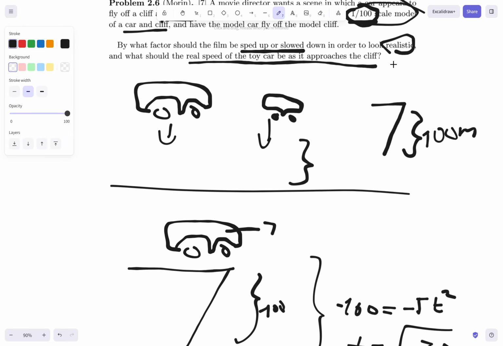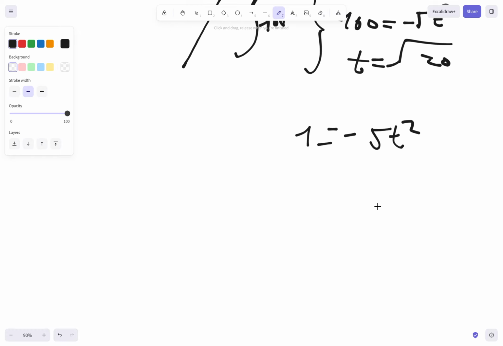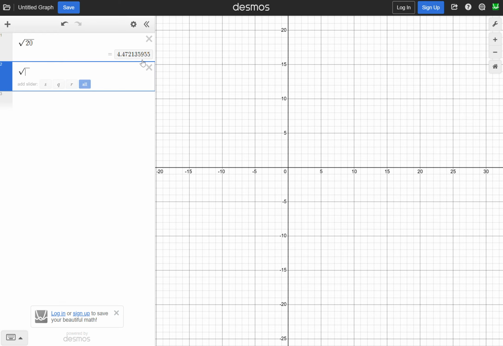For our model cliff, we need a 1/100th scale, so it's going to be this equation: t equals the square root of 1/5. We're just going to plug that into our calculator real quick: square root of 20 and square root of 1/5. With this method, we just try values and see what happens. With the real cliff, the time is 4.47 seconds. With the fake cliff, it falls in this time, so it's obviously falling a lot quicker.